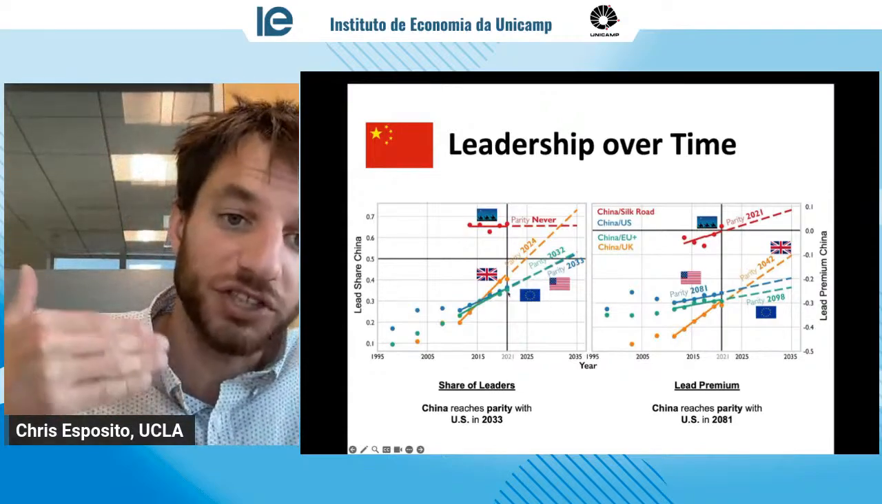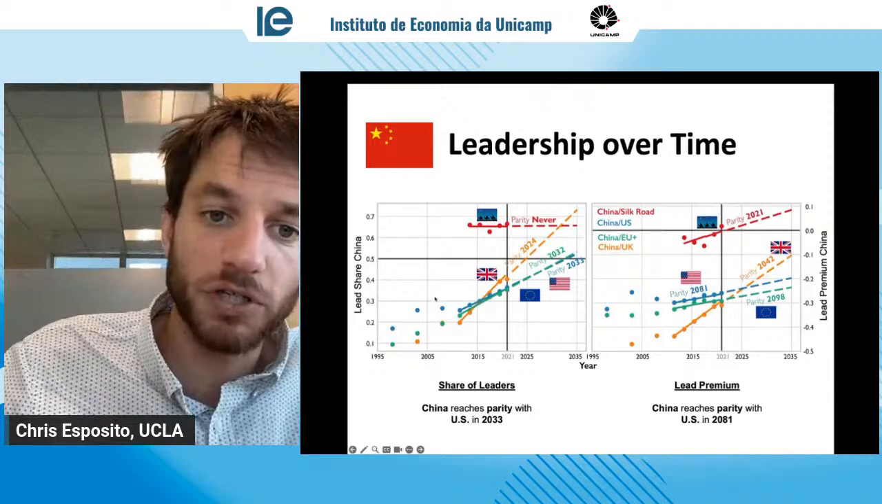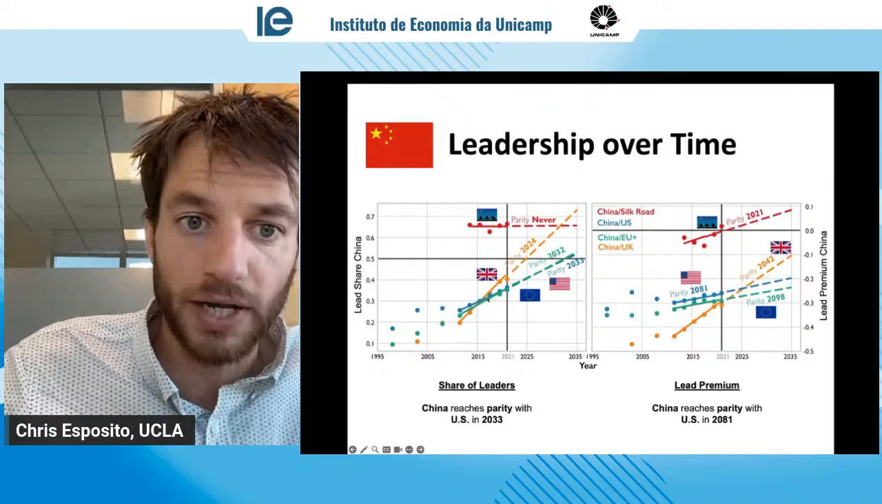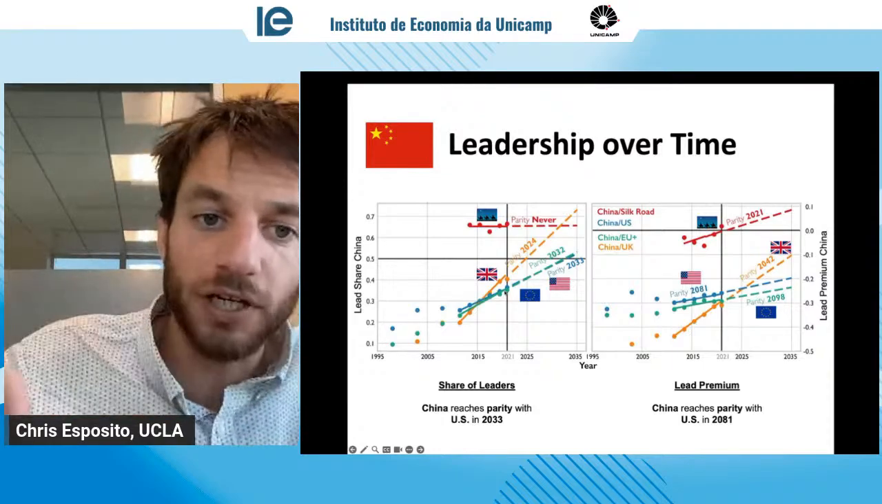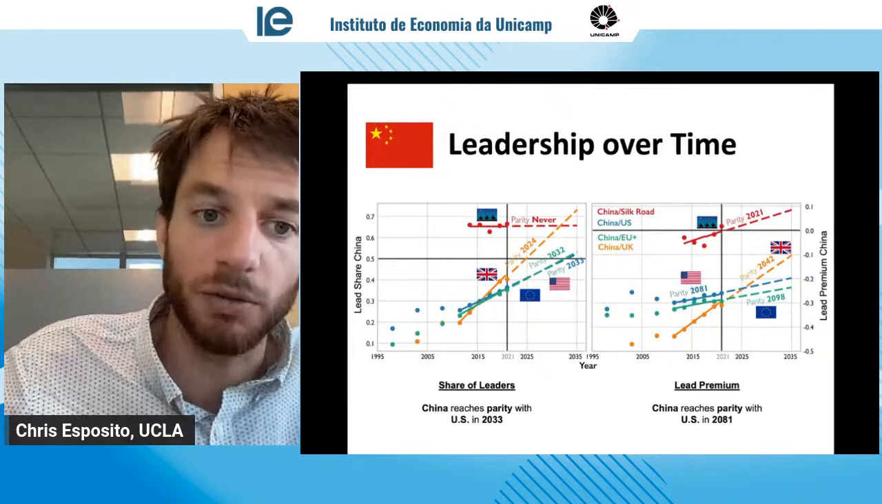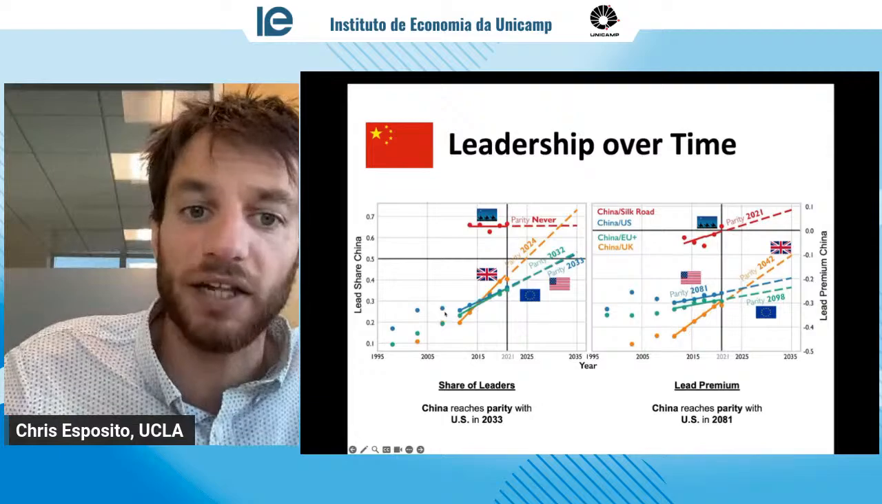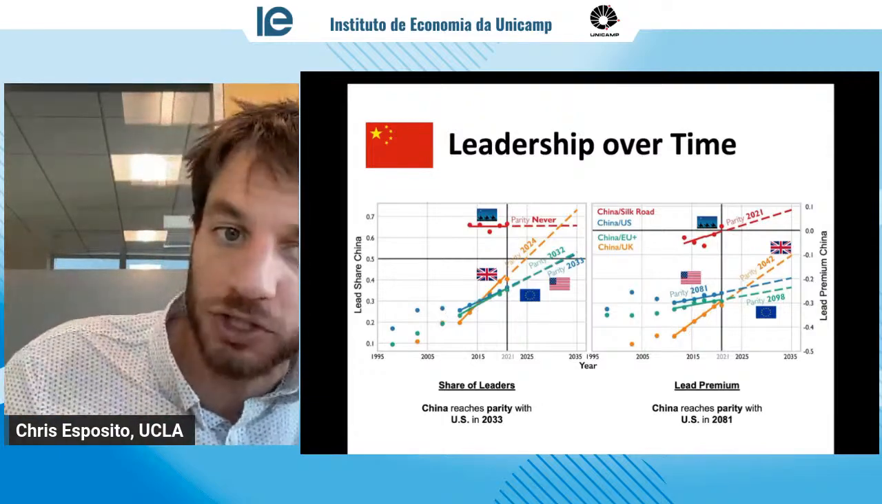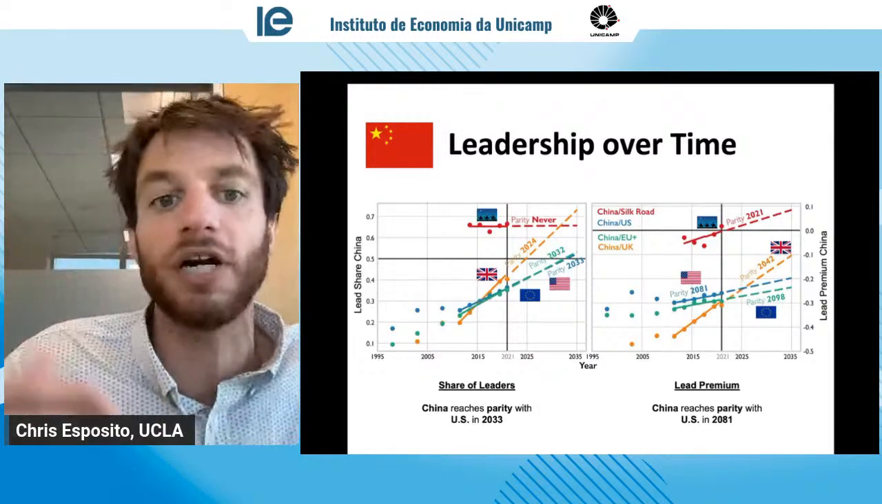In terms of the share of leaders, I'm going to first focus on the share of leaders with the United States, and that's these blue dots. Then we fit a linear fit line between the blue dots for the last 10 years, and that lets us forecast how the share of leaders will evolve into the future if the past predicts the present.